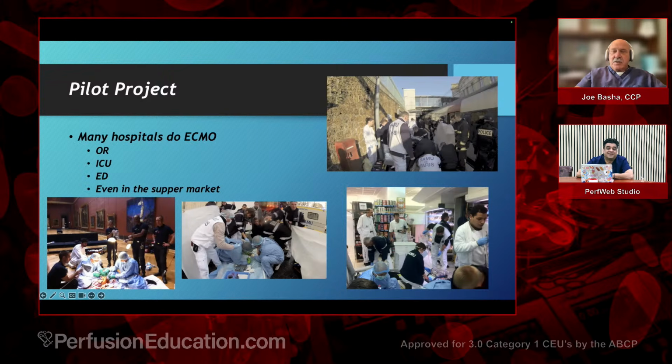I guess that's the bathroom. But the Louvre. They're doing this in the subway. They're doing this in the grocery store. And I don't know if you could notice or not, but there's a patron back there trying to get himself some milk, and they're just putting this patient on ECMO.